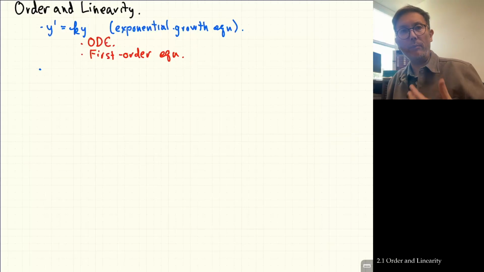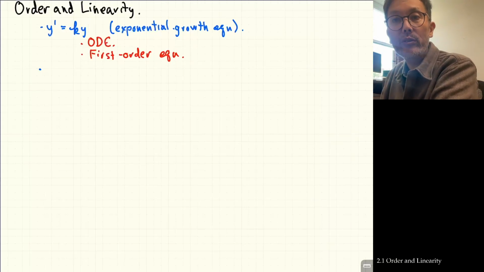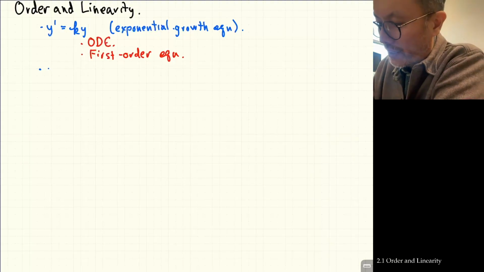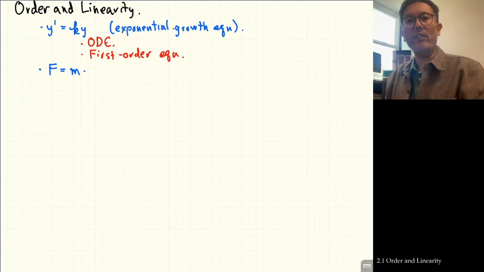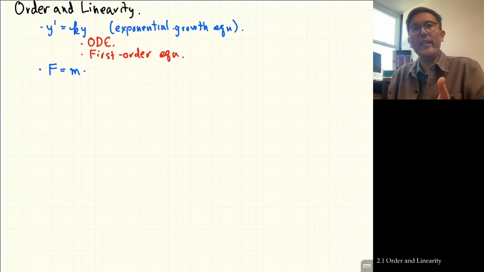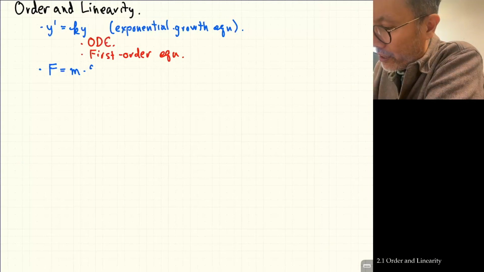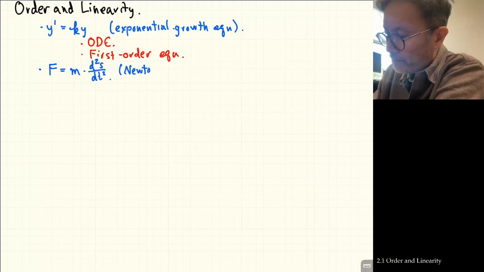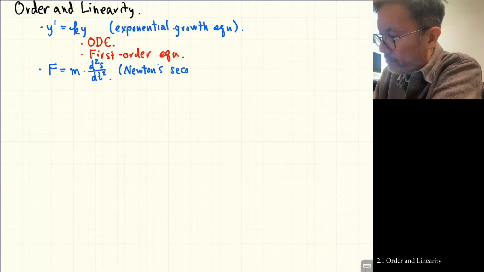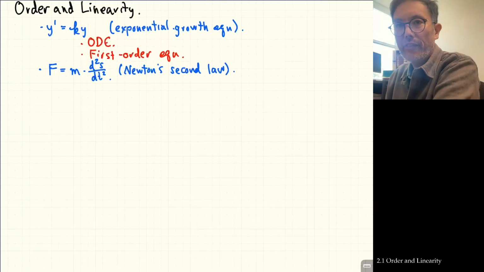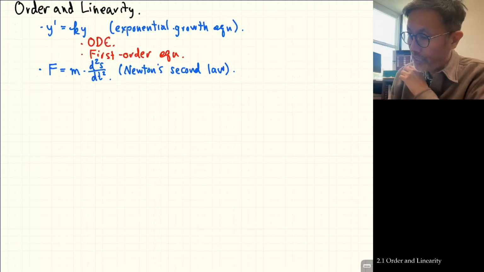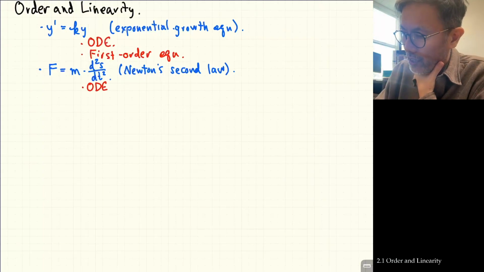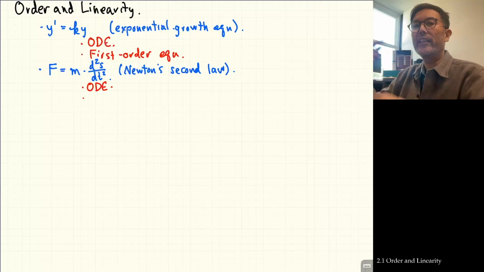We can contrast that with something like the formulation of Newton's second law that I talked about at some point. Force is equal to mass times acceleration, but rather than writing acceleration as just a, let's display it as a second derivative. It is d squared s dt squared, where s is displacement. So this is, of course, Newton's second law. Very important for physics. And this is, again, an ODE. No partial derivatives in sight. But now, rather than being a first order equation, it's a second order equation.